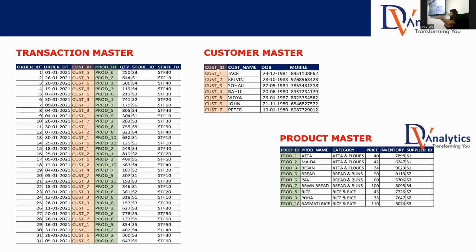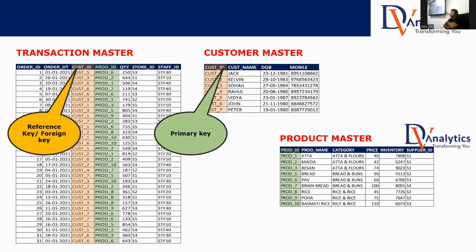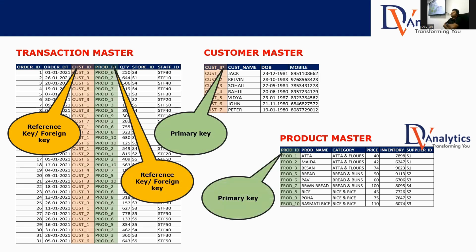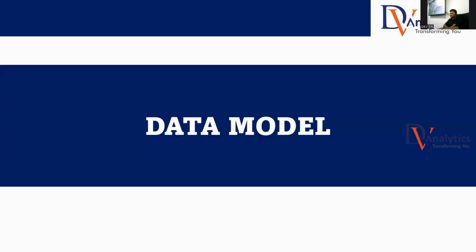Now, can you see something in the customer table? In customer master, customer ID is all unique. In the product master, product ID is all unique. But if you look at the transaction master table, customer ID is duplicated because the same customer has ordered multiple products on different dates. Yes or no, guys? Same thing for product also, different products were ordered by different customers. That's why it is coming as duplicate in your transaction master. Normally where you see duplication, we call this the reference key or the foreign key. But wherever the values are unique, we call them the primary key. Does it make sense to all of you guys? Understood?